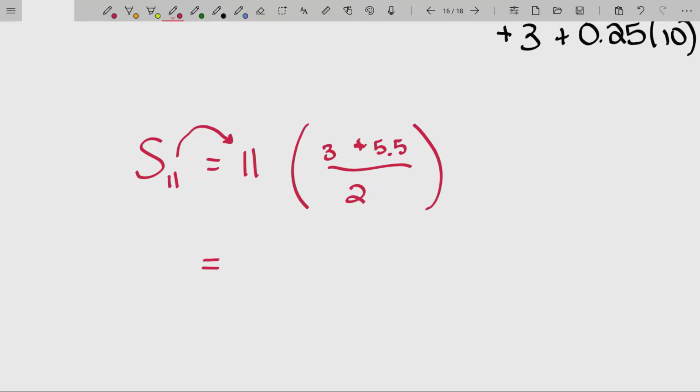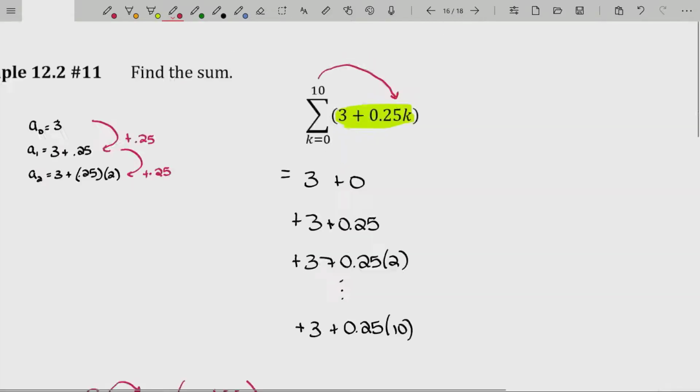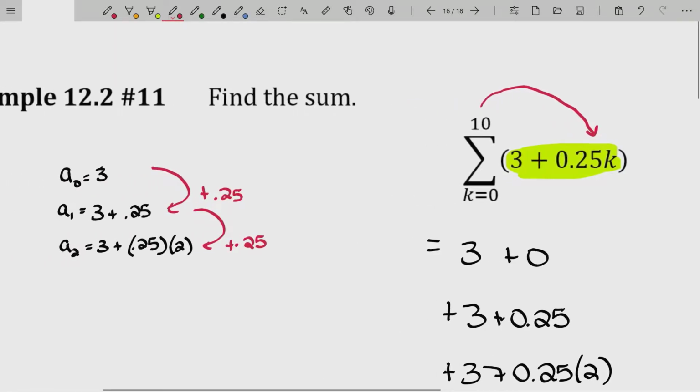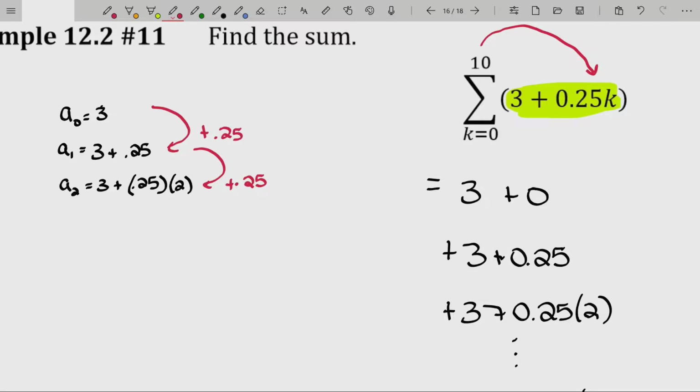So let's go ahead and just finish this out. This is 11 times, let's see, 8.5 divided by 2. Well, that's no fun. So I'm going to go ahead and compute that very, very quickly. 11 times 8.5 divided by 2 is 46.75. That is the sum that you're seeing right here in the summation. Very fast way to do it, because we knew that the sequence that summation is working upon is actually arithmetic. It started at 3, then went to 3 1/4, then 3 2/4, then 3 3/4, and so on and so forth down the line, each time adding a quarter.